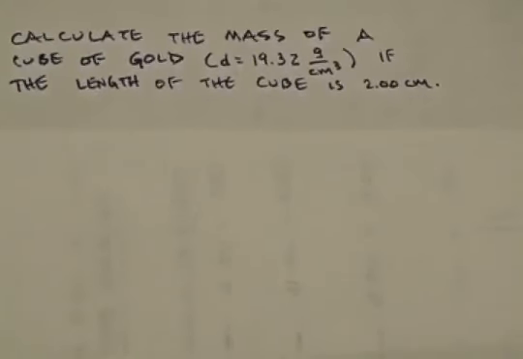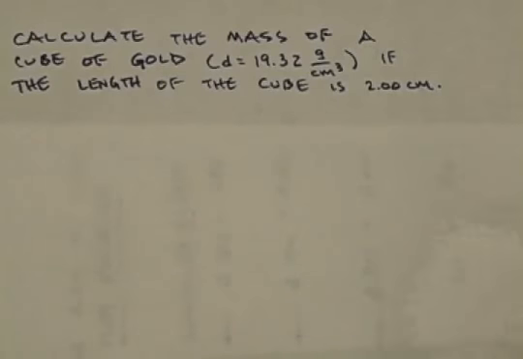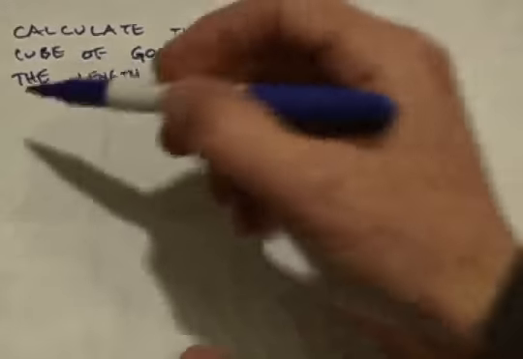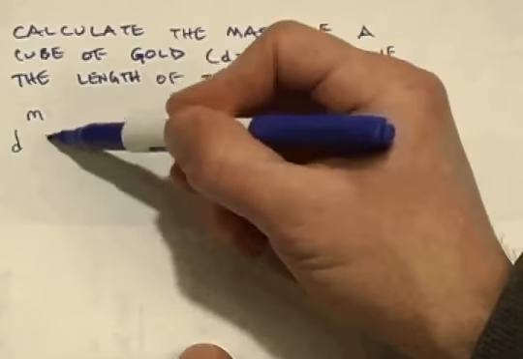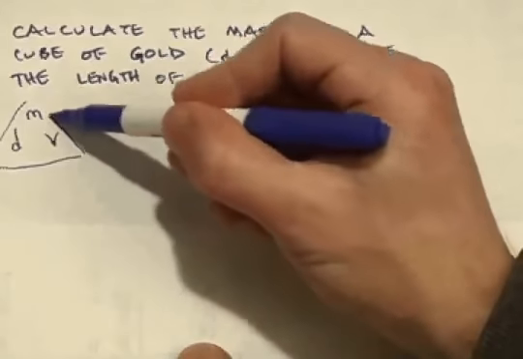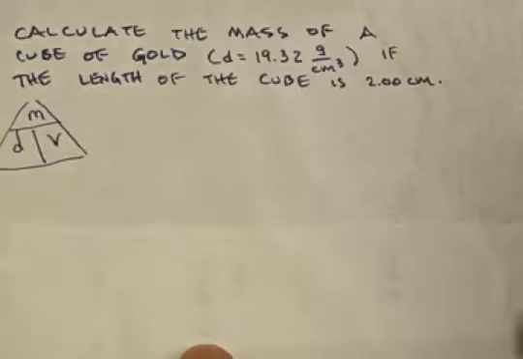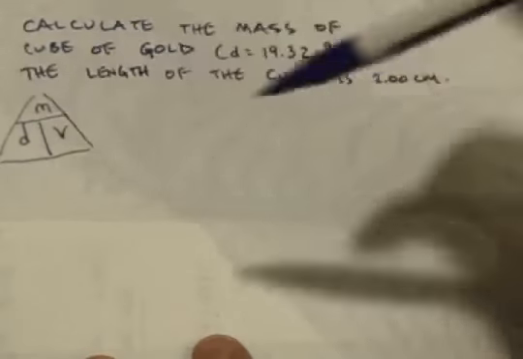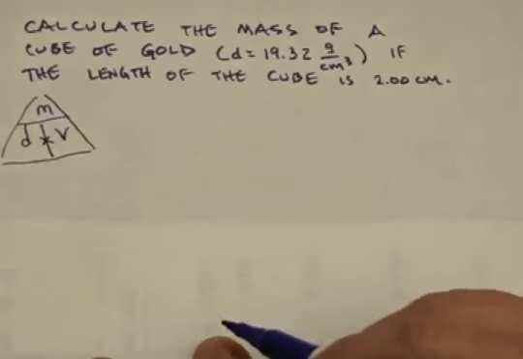Second sample problem for density says this: calculate the mass of a cube of gold whose density is 19.32 gram per cubic centimeter if the length of the cube is 2 centimeters. So once again, we're told this is a type of density problem because we're told the density. We know that density is equal to mass divided by volume. You can use the density triangle, and it wants us to find mass. So once you've written the triangle, cover up the M with your finger, and it's equal to density times volume.